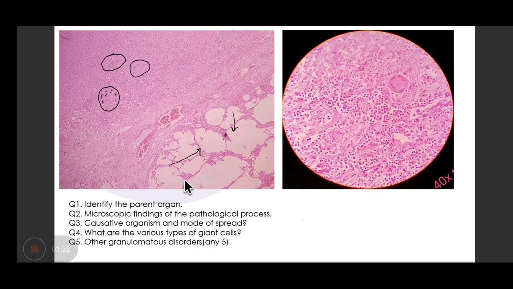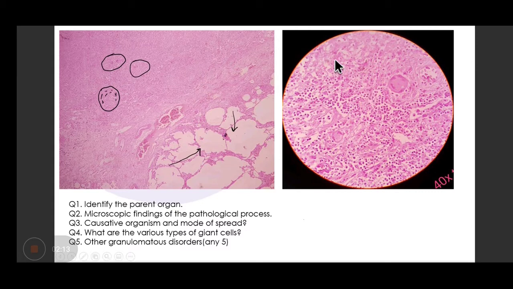In the microscopy, you see characteristic epithelioid cell granulomas. Now, in your microscopy, again, first you'll identify the parent organ. So how will you make out that this is lung? You will find alveoli. So when you see alveoli, these are blood vessels. So you will tell that this is lung. You can also find your bronchus and cartilage in it.